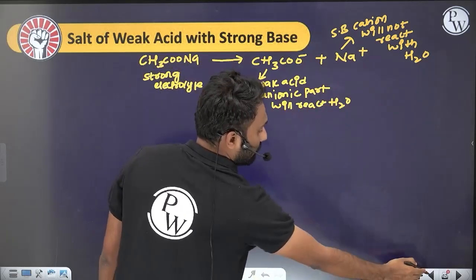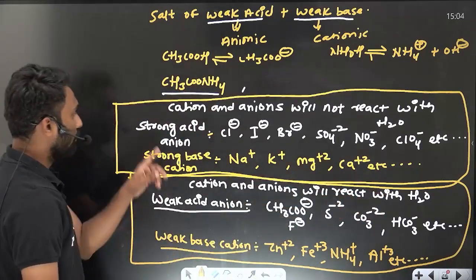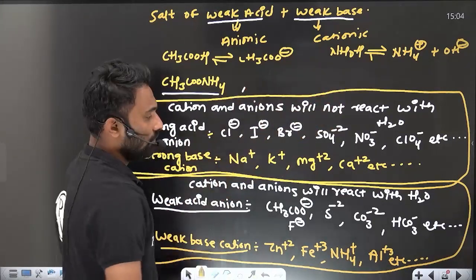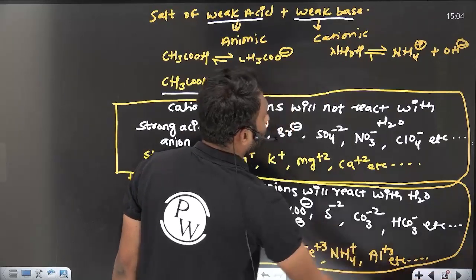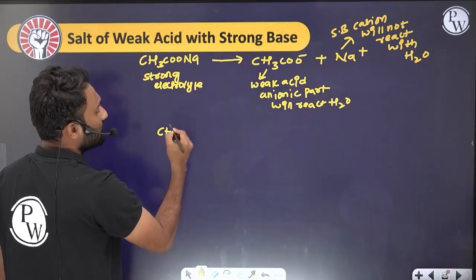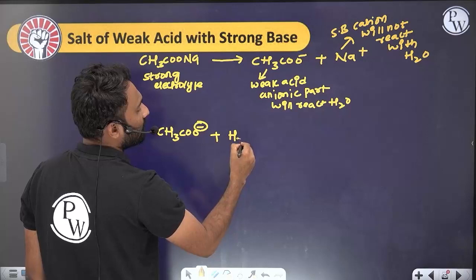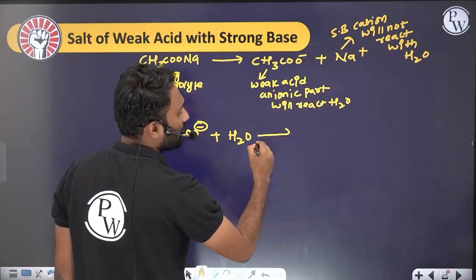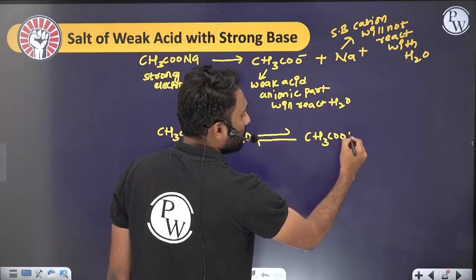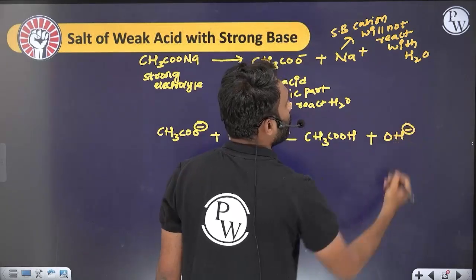Now, weak acid anionic part will react with water. Now, strong base cationic part will not react with the water. It will not react with the water. Now, this anionic part, CH3COO minus, will react with the water and it will form acetic acid plus OH minus. It will release the OH minus.